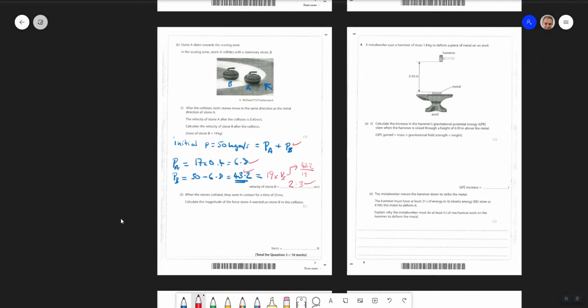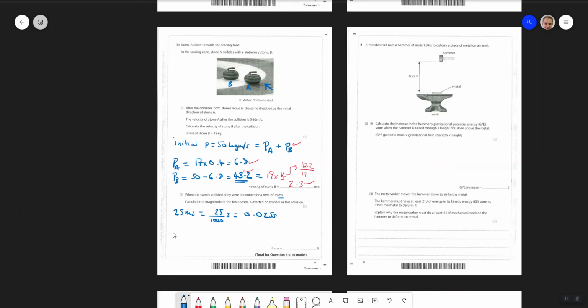When the stones collided, they were in contact for a time of 25 milliseconds. Calculate the magnitude of the force exerted, A exerted on B during this collision. So what we need to do here, we first need to say we've got 25 milliseconds is equal to 25 over 1,000 seconds. So we've got 0.025. Okay, so that is going to be what marked. We've got to do a conversion out of milliseconds.